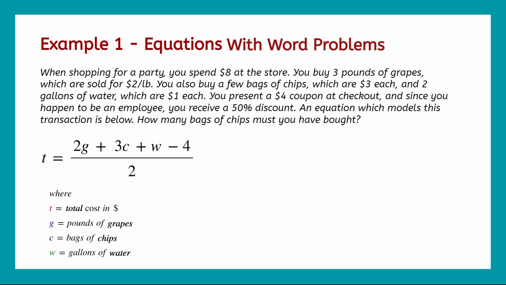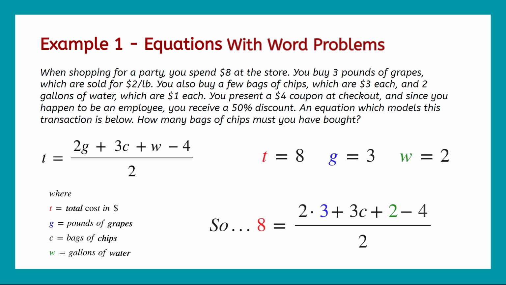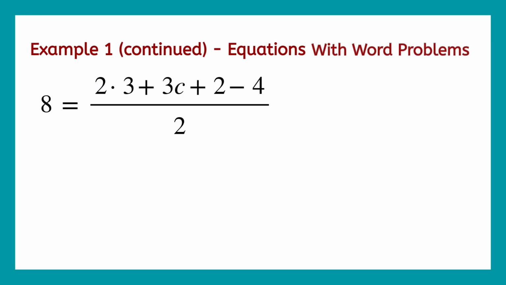What's the total cost? It's $8. What are the pounds of grapes? Well, we bought 3 pounds of grapes. How many gallons of water? 2. So we can list the variables as given in the problem as T equals 8, G equals 3, and W equals 2. Then we plug them in. Remember, whenever we solve an equation, we always want to start by plugging things in. So T is equal to 8, G is equal to 3, and W is equal to 2. Once we've plugged them in, we're now ready to simplify.